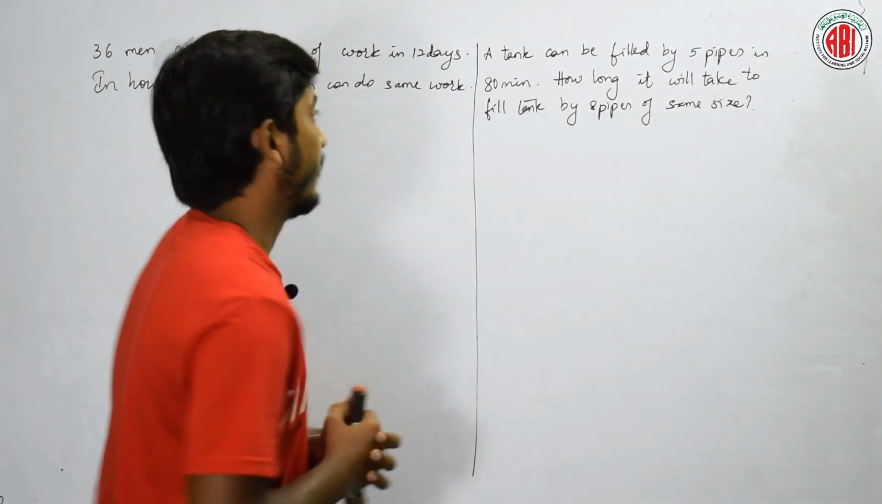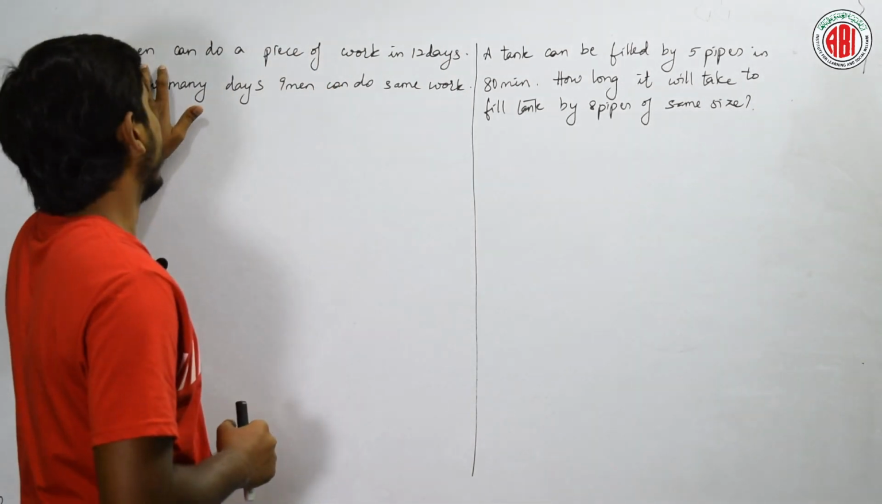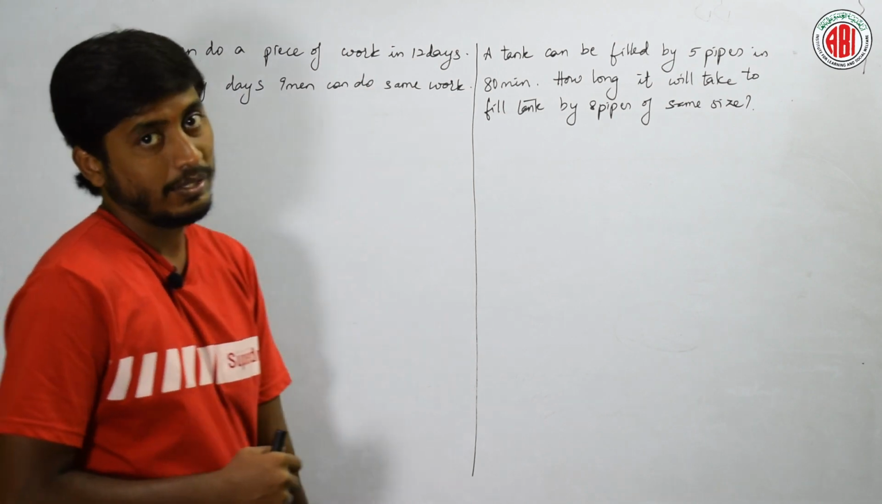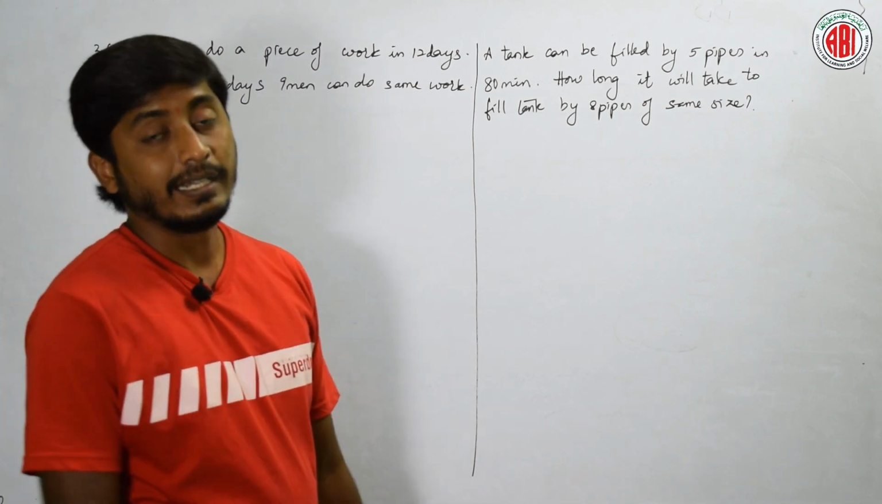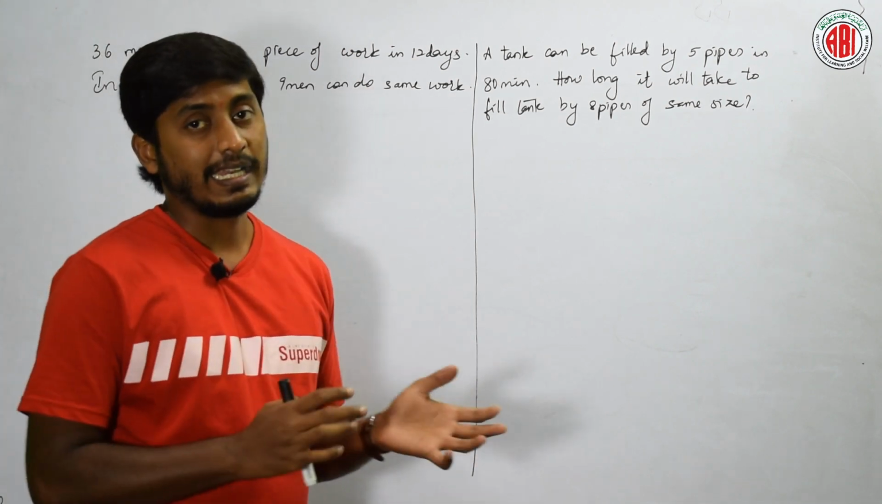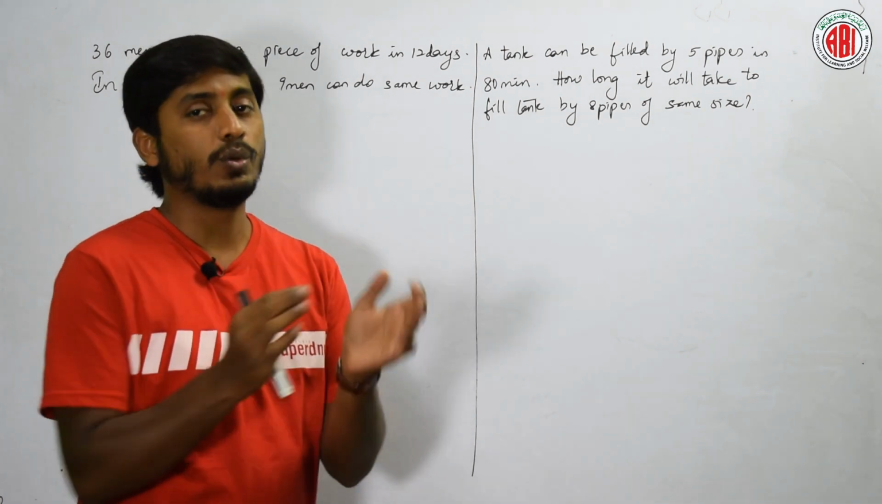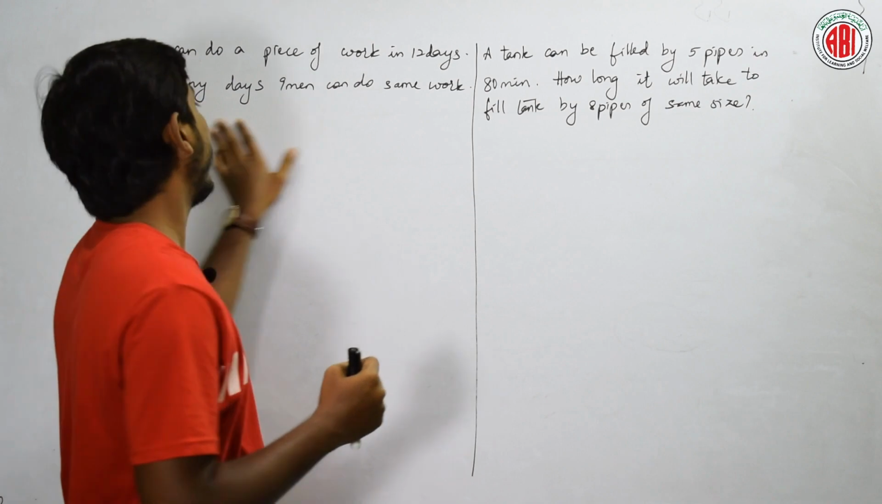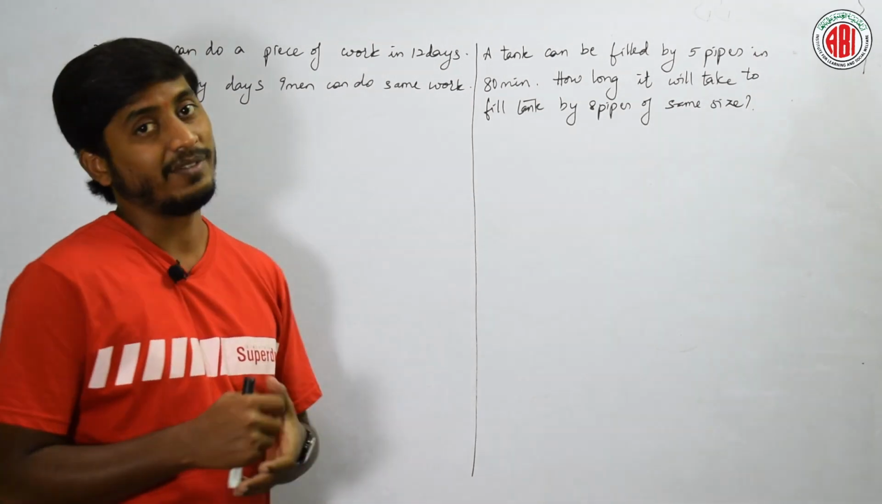See here, the first question for today is 36 men can do a piece of work in 12 days. How many men are there? 36 men. He is telling that those 36 men will do some kind of work in 12 days. Then in how many days can 9 men do the same work?